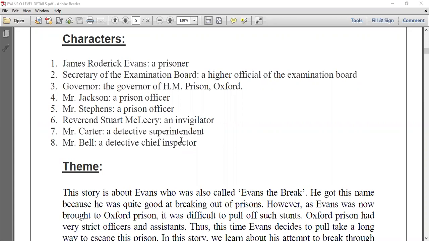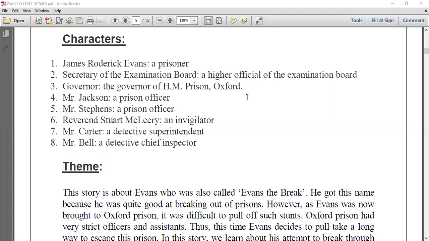Reverend Stout McClary, an invigilator, who came from Saint Mary Church, right, sir? He was a priest-like educationist. As an invigilator, he acted. Mr. Carter, a detective superintendent. Mr. Bell, a detective chief inspector. Minor characters will also come.